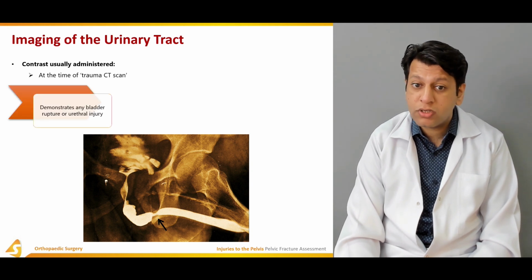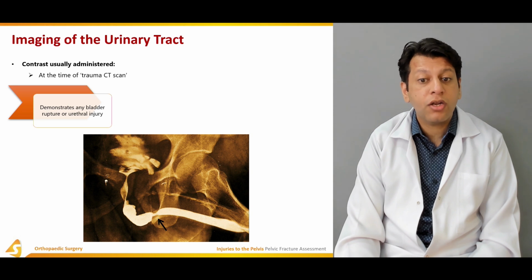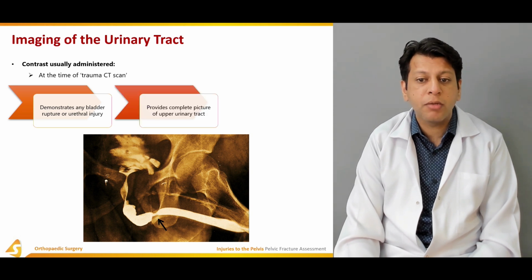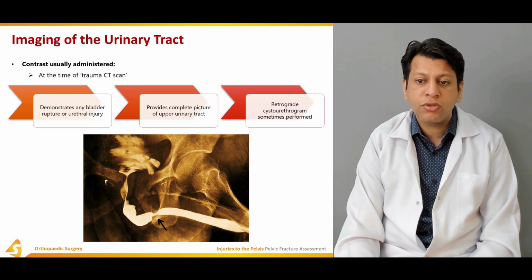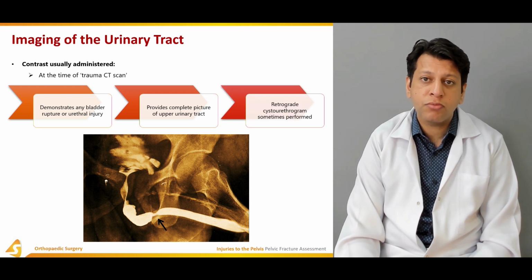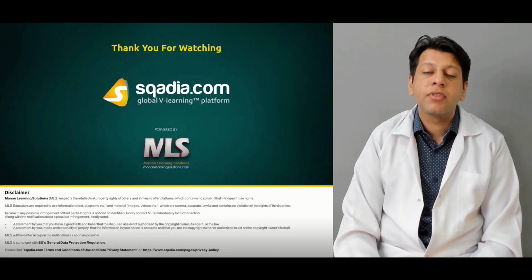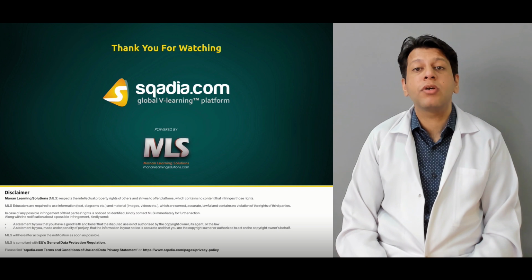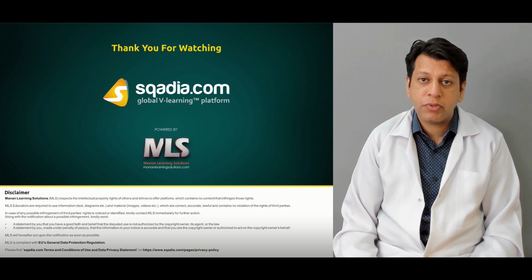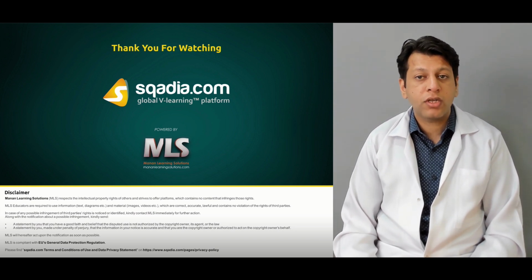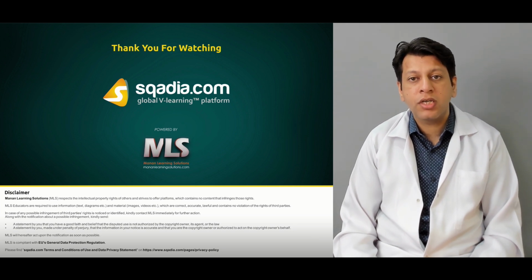What does this demonstrate? It demonstrates any bladder rupture or urethral injury, and provides a complete picture of the upper urinary tract as well. And a retrograde cystourethrogram is sometimes also performed just to know whether the bladder and the urethra are intact or not. In this section, we have briefly gone through how to assess a patient with a pelvic injury, what type of X-rays we need to get, and what is the role of CT.